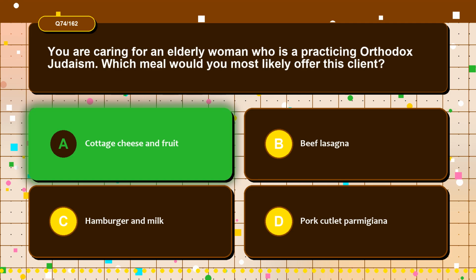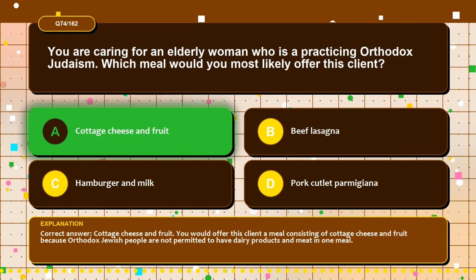The correct answer is option A. Cottage cheese and fruit. You would offer this client a meal consisting of cottage cheese and fruit because Orthodox Jewish people are not permitted to have dairy products and meat in one meal.